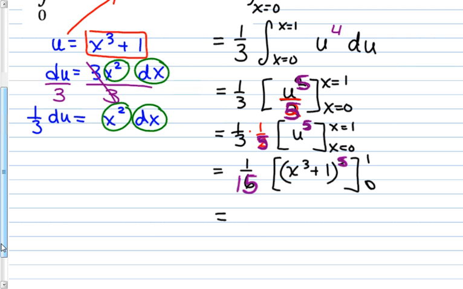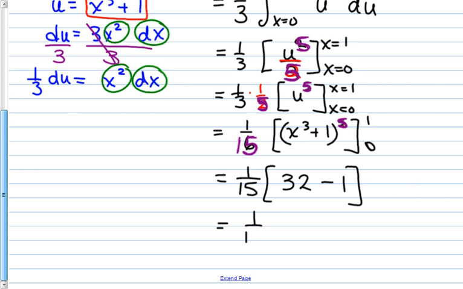Thankfully, 0 is so easy to plug in. And 1 is also. So 1 cubed plus 1, so that's 2. 2 to the 5th power, 32, right? So 32 minus, plug in the 0. So 0 cubed is 0. 0 plus 1 is 1. 1 to the 5th is still 1. So we get, finally, 1/15 times 32 minus 1, which is 31. So my final answer, wow, that looks just weird. My final answer is 31/15.